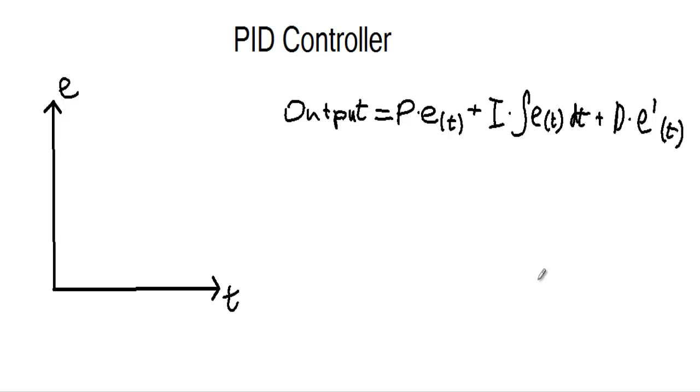Okay, so let's go deeper into what the PID controller is, and it will help us to understand when we're programming later. The PID controller contains three arguments. The first argument is the P argument. The P is for proportional.